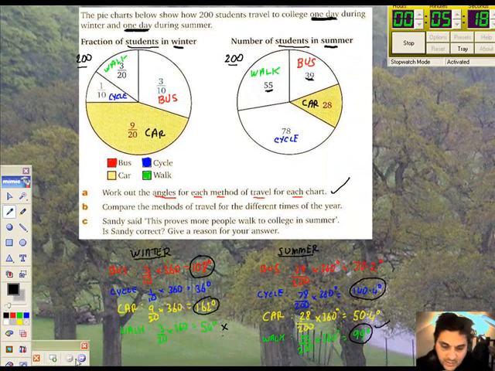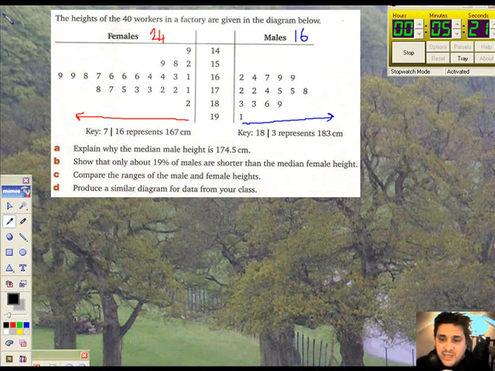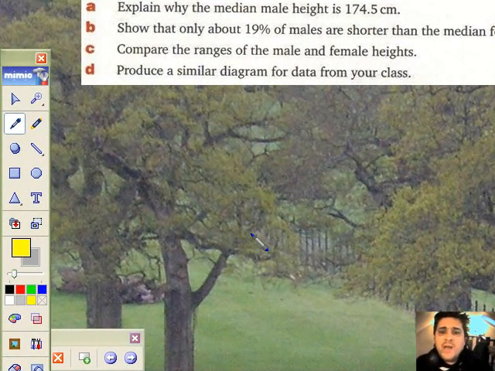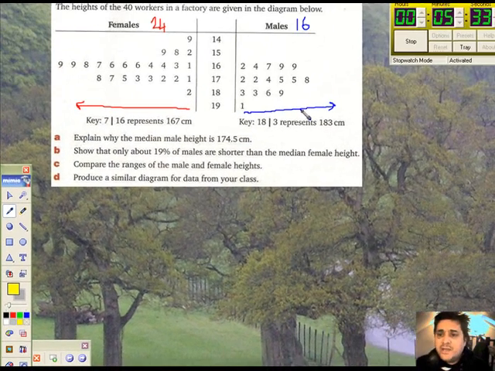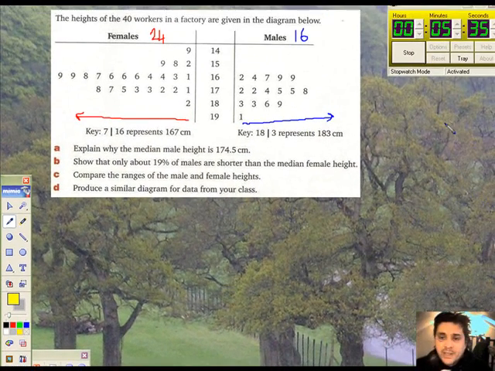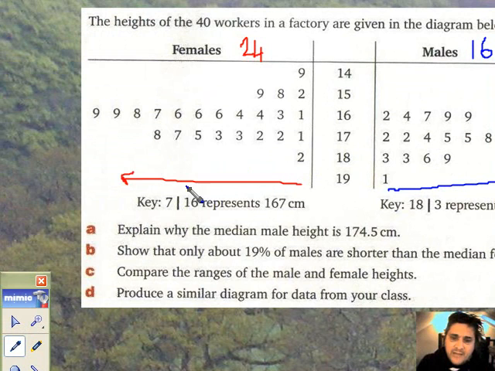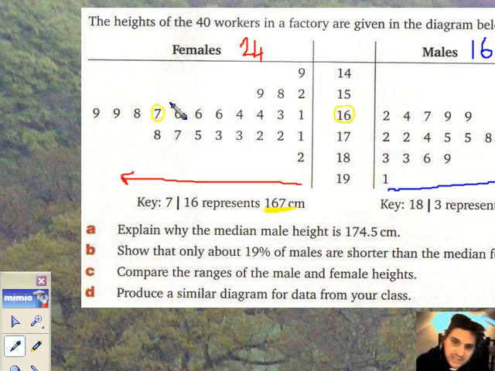Next question. Again, I've prepped this a little bit. The working is in yellow. It says the heights of 40 workers in a factory are given in the diagram. Now look, this is a two-way stem and leaf diagram. We have the males going to the right, the females going to the left. Look at the girls' key, 167. How's that represented? By 716, because we go 167. So 716 is not 716, it's 167, reading that way.